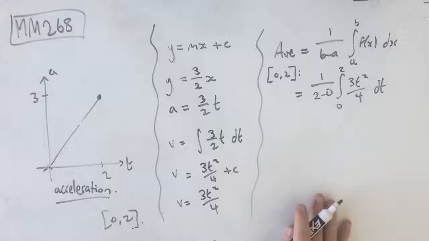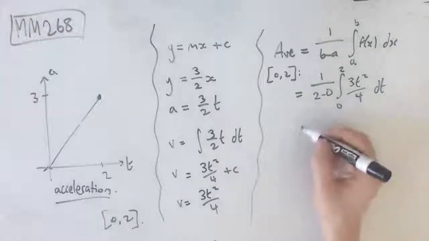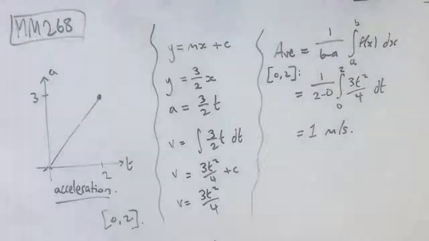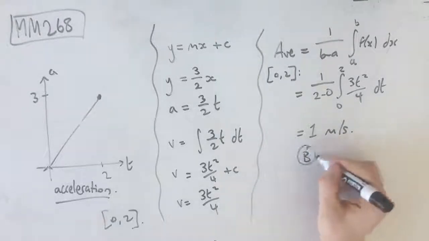Now, because we have our calculator, and this is a multi-choice question, we can simply plug this into our calculator and we get 1 meter per second, which means that B is our correct answer.